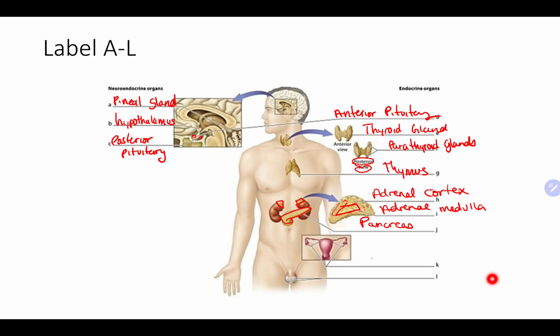Of course, K is the organ that's going to produce those hormones for the development of female secondary sexual characteristics. That's going to be the ovaries, whereas L is going to be the testes.